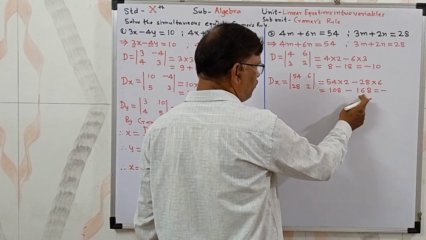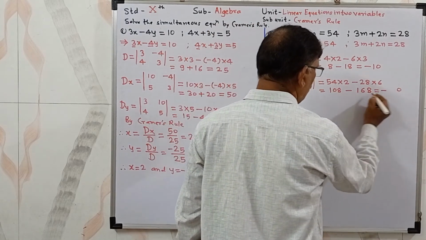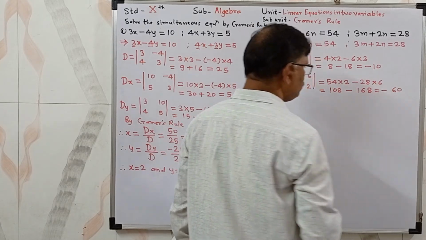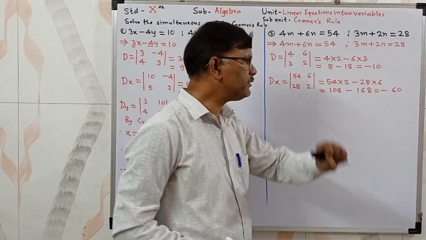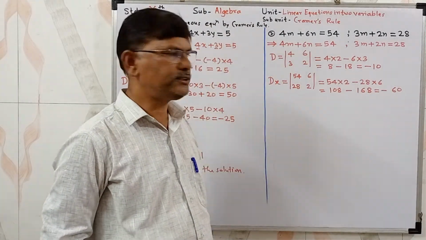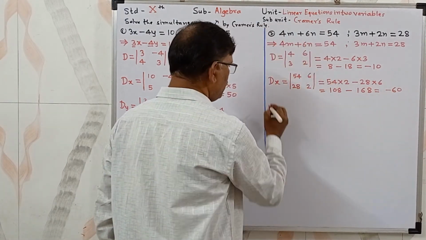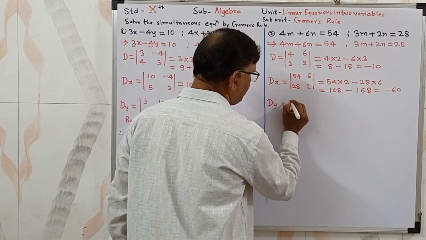Means 168 minus 108. 8 minus 8, 0. 6 minus 0, 6, and 1 minus 1, 0. Means the value of determinant Dx is minus 60. That is minus 60. Now find out the value of determinant Dy.